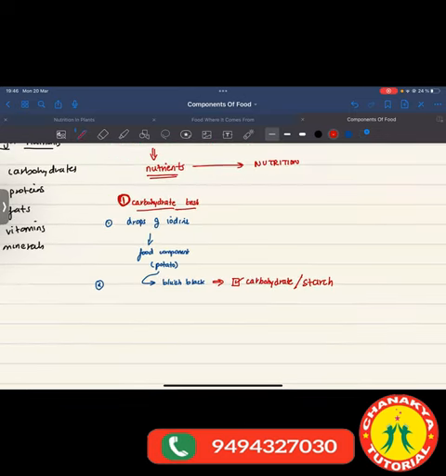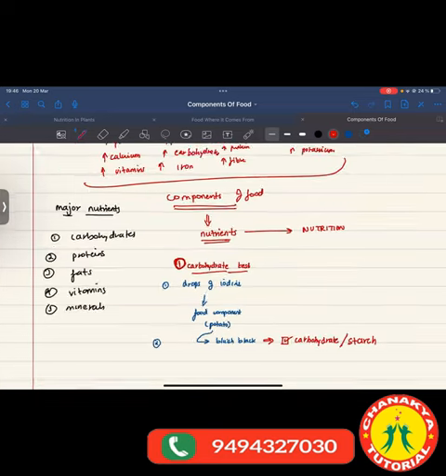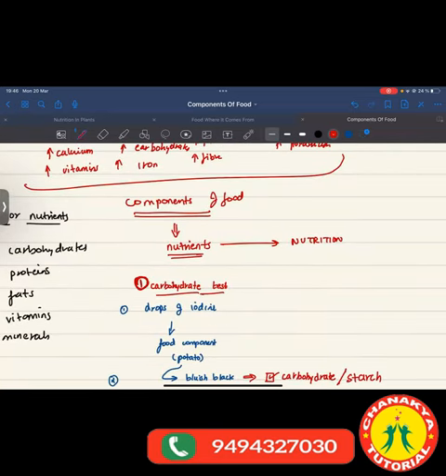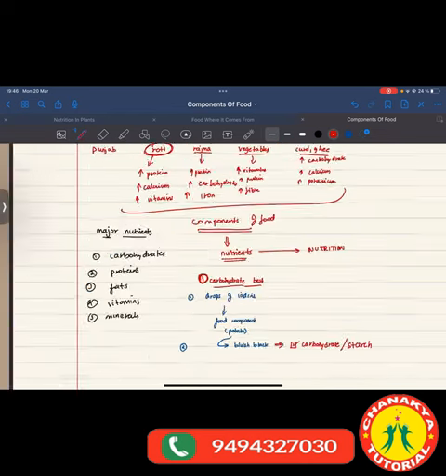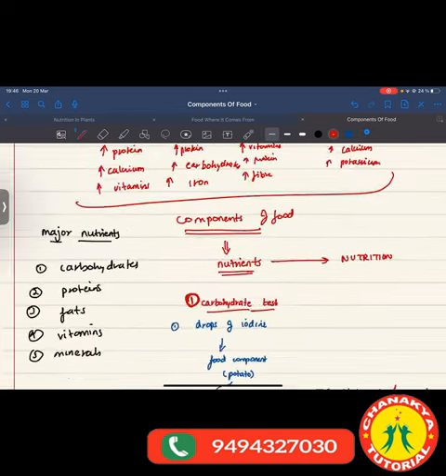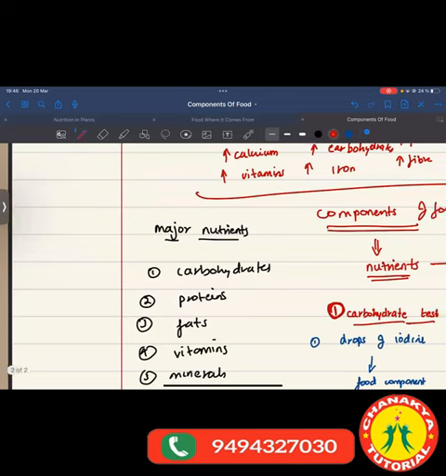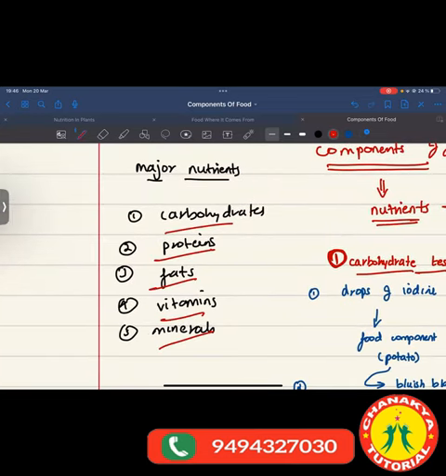Okay. So this carbohydrate, why are we testing? We're just seeing if carbohydrate is present in our food component. Okay. So we saw five important food components that we have: carbohydrate, proteins, fats, vitamins, and minerals. So now we're going to test only these three important components, that is carbohydrates, proteins, and fats. So now we're done with carbohydrates.